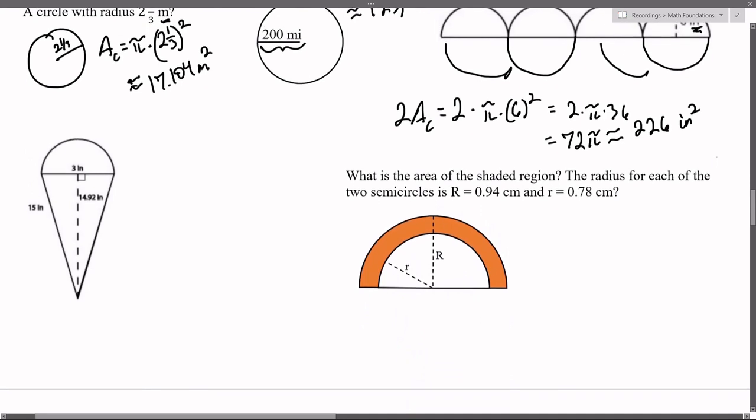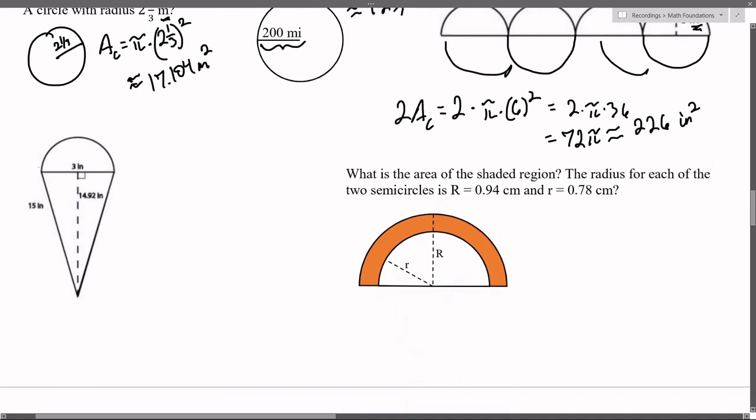Okay. For this one here, you can see that we have a half circle here, and then we have a triangle, and the triangle has a base of 3 inches, and this is a right angle here, so we know that this is going to be our height. So we have a base of 3 inches and a height of 14.92 inches. So this is the diameter of this circle, so we need to divide that by 2, and we're going to get a radius of 3 over 2, or 1.5 would probably be a better one to use for that.